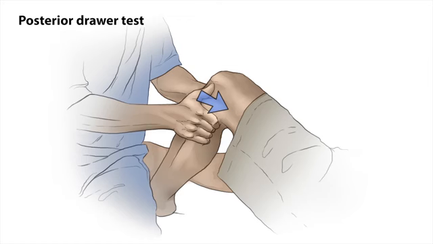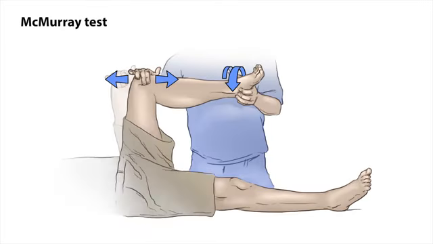There's also a posterior drawer test, which is where you put the knee at 90 degrees again, and you push the tibia posteriorly. And if it slides too far back, that suggests a PCL tear. And then to test for an MCL or LCL tear, you extend the knee again, and you either apply a lateral force or a medial force. And you're looking to see if the joint space widens, which would suggest either an MCL tear or an LCL tear, depending on which side of the knee is unstable.